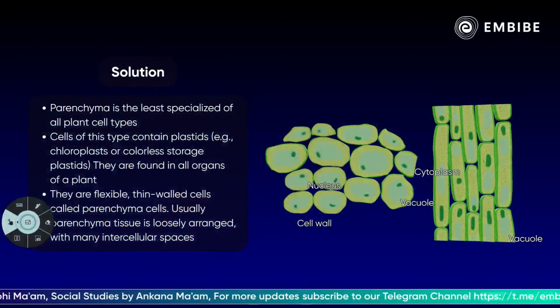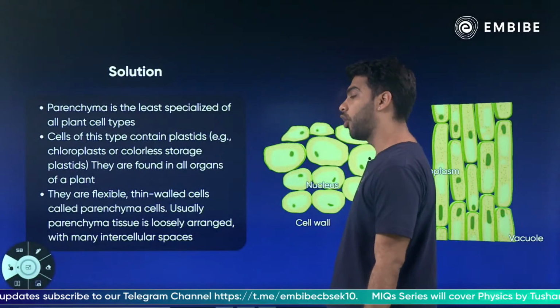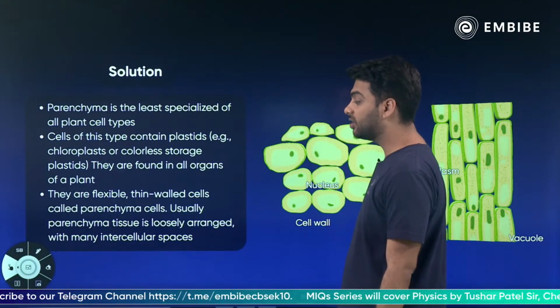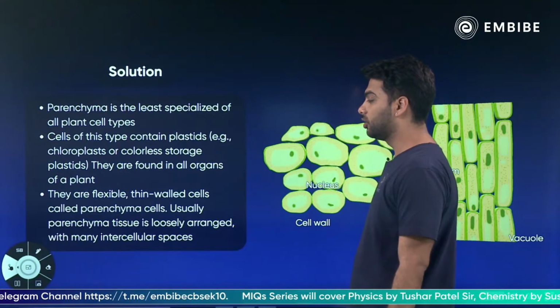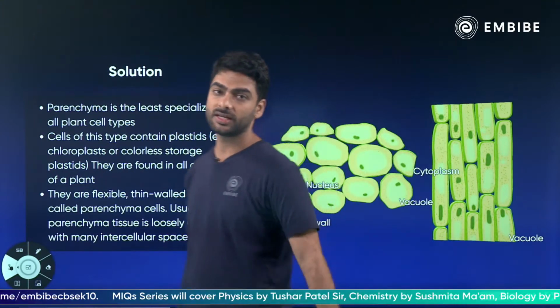Parenchyma is the least specialized, as Mannat said. Cells of this type contain plastids, that is chloroplasts or colorless storage plastids. They are found in all organs. They are flexible, thin-walled cells. Usually parenchyma tissue is loosely arranged with a lot of intercellular spaces.